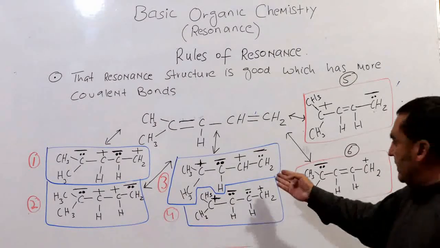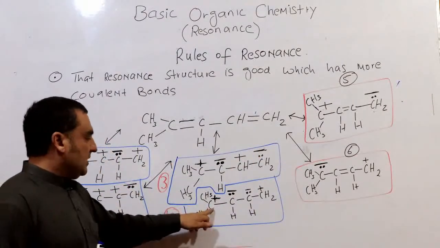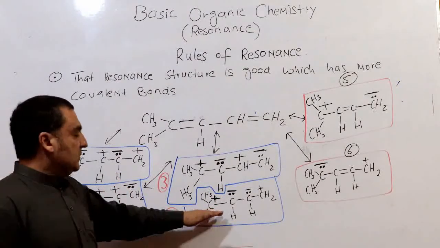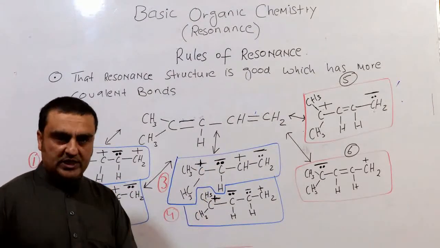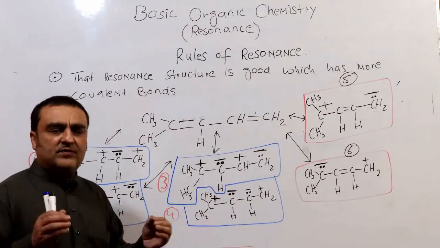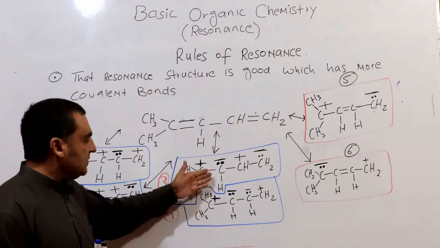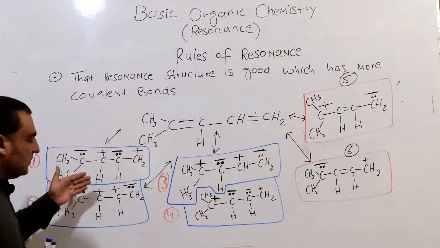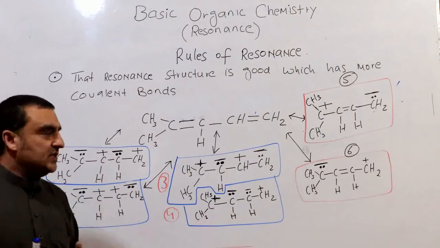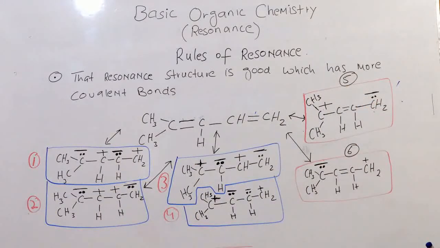Then what about those? Look at this. It has 1, 2, 3, 4 charges. So structures like those are bad, or you can say these are the worst. So we should not select them, and we should not even waste our time deciding which of those are good and which are not. They're all rubbish.